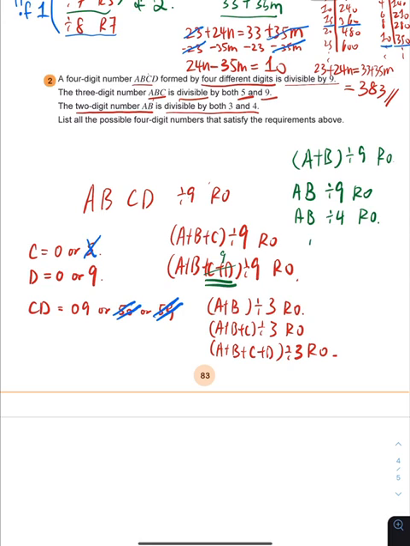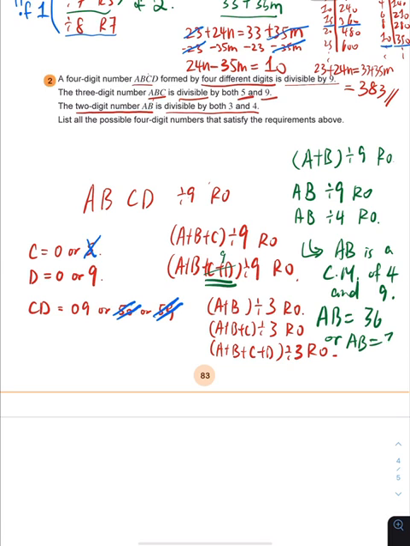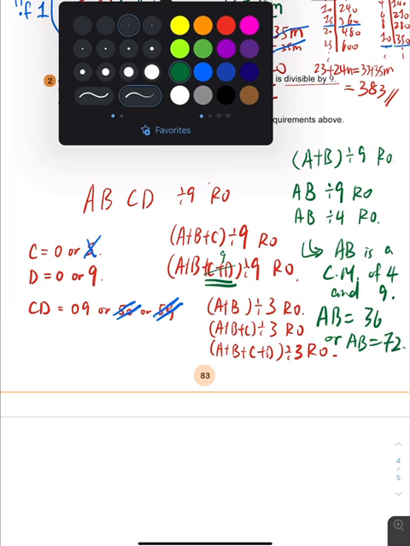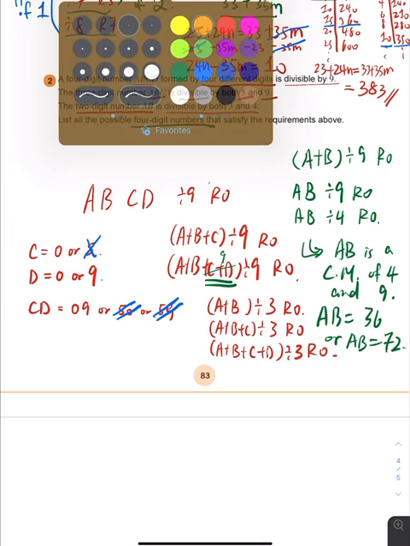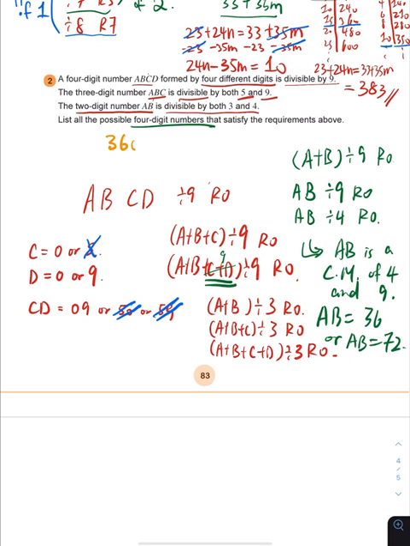Which means AB is going to be a common multiple of 4 and 9. So AB can be 36 or AB can be 72. Which means that the 4-digit numbers are possibly just 3609 or 7209. All right, so these two are the possibilities. Does it make sense?